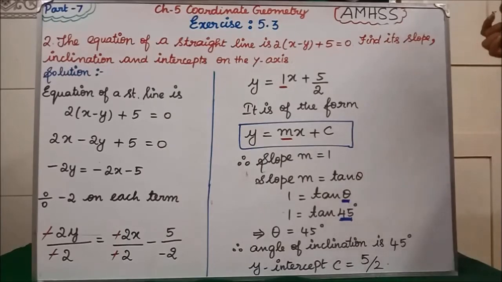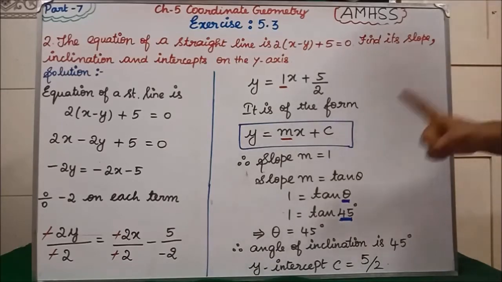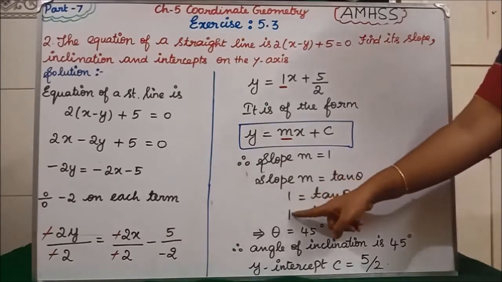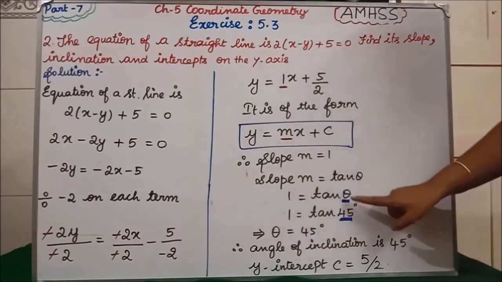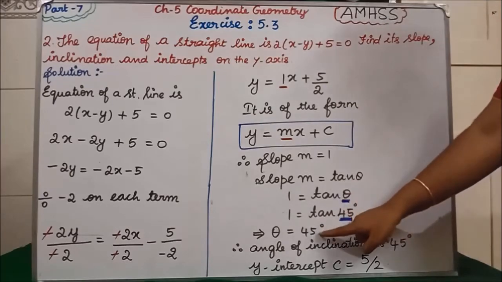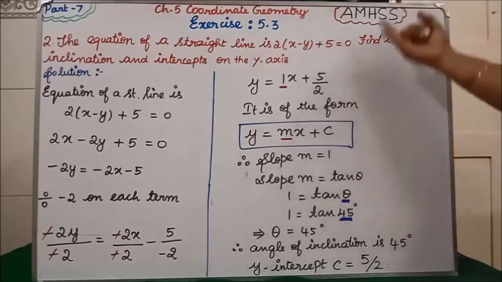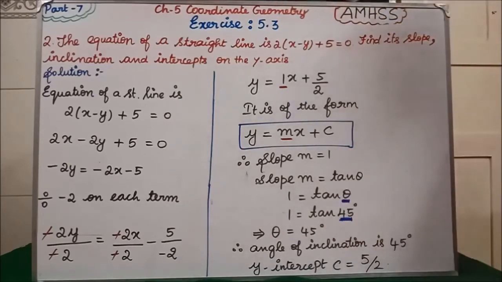In the starting of exercise 5.1 I have written one tabular column. If you go through it, you will be able to understand that. Tan 45 degree, by that time only you will get the value as 1. So in the place of theta, if you apply 45 degree, only then we will get 1. So now the value of theta is what? 45 degree. Now we have got two values. What are the two values? We have got slope m equal to 1. We have got the inclination theta equal to 45 degree.